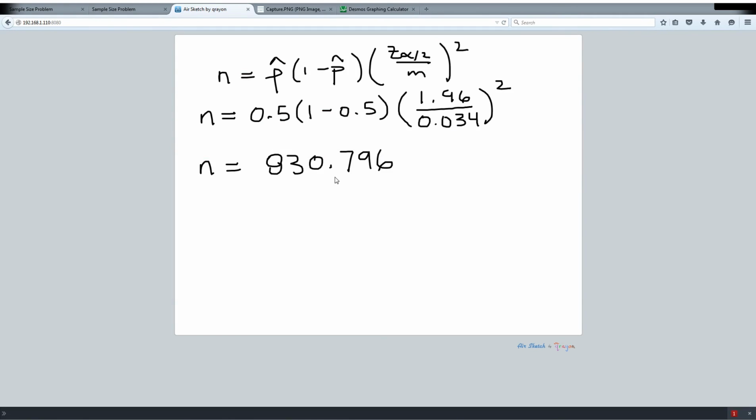And since we're talking about the sample size here, and that will be a whole number, what we need to do is just round that up to the nearest whole number. So that will be 831 in this particular problem. And that's it.